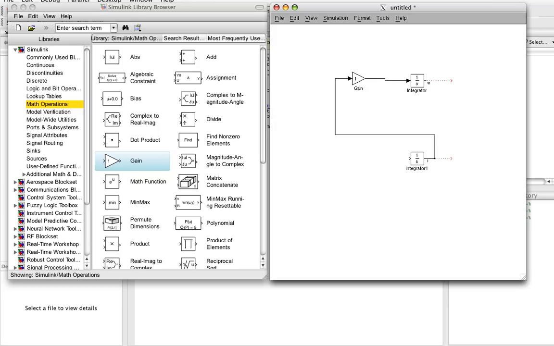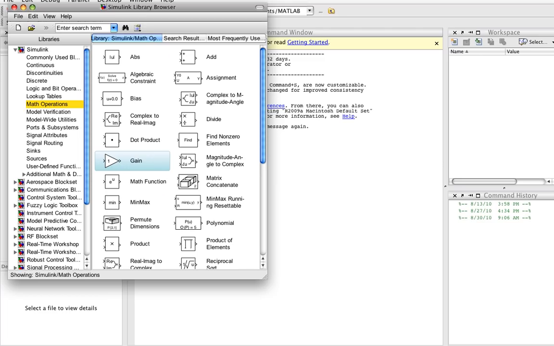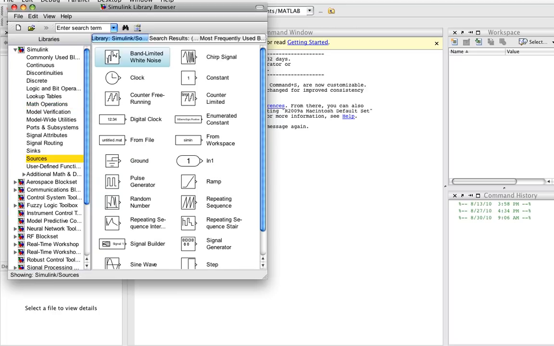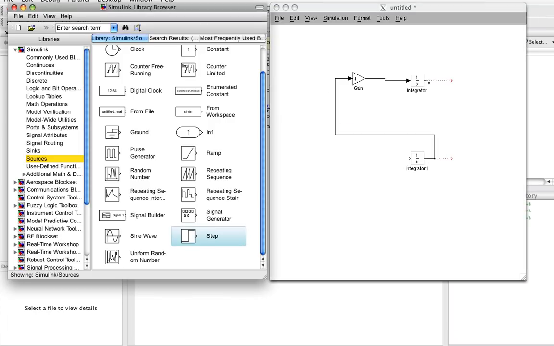Okay. So now going into the current integrator, we need three things. We need, going into this integrator, V sub S, R times I, and KB times omega. So we'll start with V sub S. V sub S is a source, and so we'll find a step function because that's always a nice source. We'll bring that up and put it here. So that's going to be one of the inputs to the integrator.